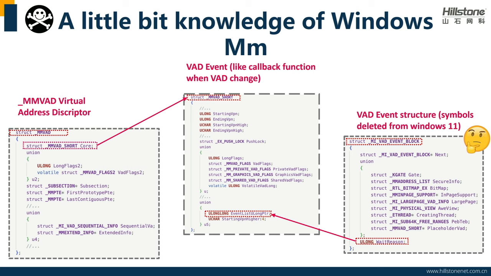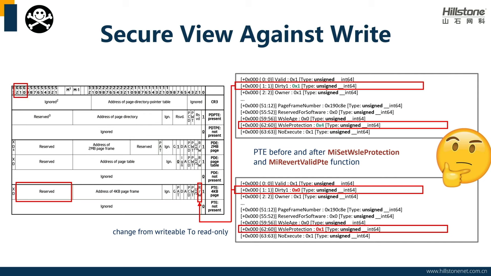Unfortunately, the VAD event structure symbol was deleted from Windows 11, so I can only use the old symbols from Windows 10. Digging into it, there are two key functions for address protection: MiSetWsleProtection and MiRevertValidPte. This is the output from WinDbg in the right picture. You can see that before and after MiSetWsleProtection, it changes the WSLE protection value from 4 to 1. I guess it means read write when the value is 4, and no access when the value is 1.